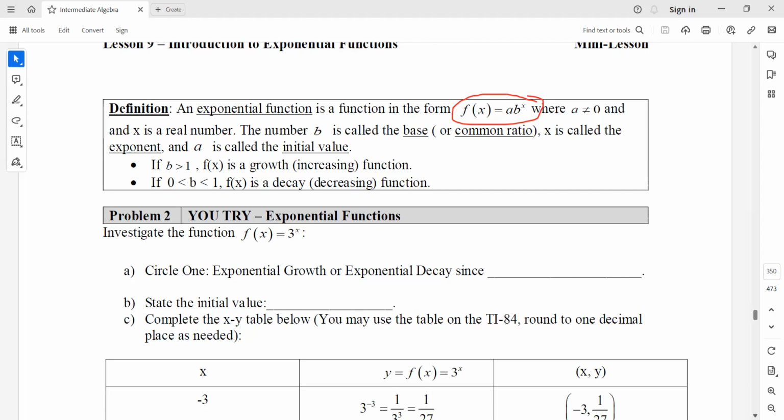All right. So let's look at the first example, problem 2. Now in problem 2, we have f of x equals 3 to the power x. So remember, an exponential always should have this form. So if f of x equals 3 to the power x, then it means that b is 3 and a is going to be 1. There is a hidden 1. It's going to be 1, okay?